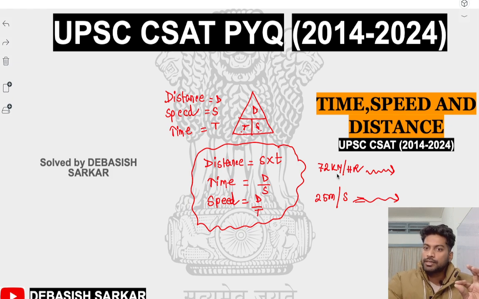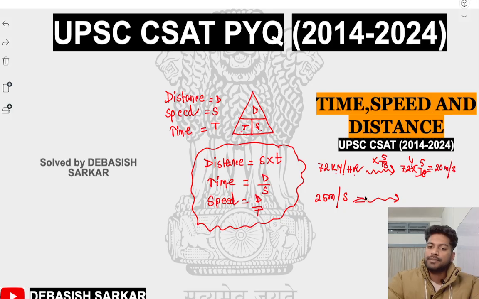If you want to convert kilometer per hour into meter per second, you have to multiply by 5 by 18. How we prove it, we'll see in the classes when we solve time and distance. So it's 72 into 5 by 18. 18 goes into 72 four times, 4 into 5 is 20. So it's 20 meter per second.